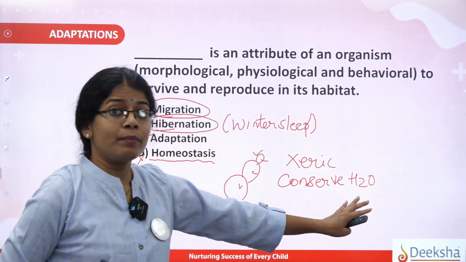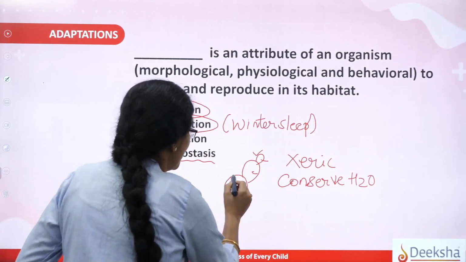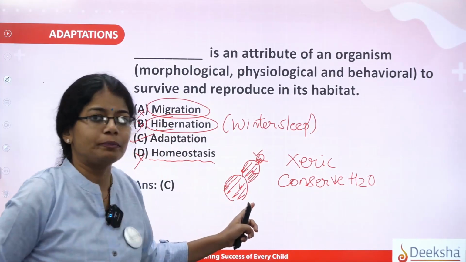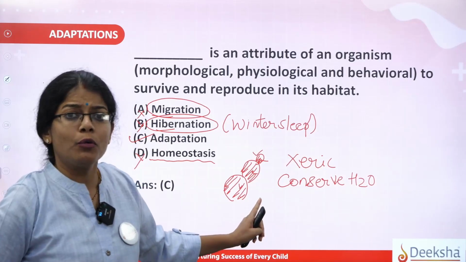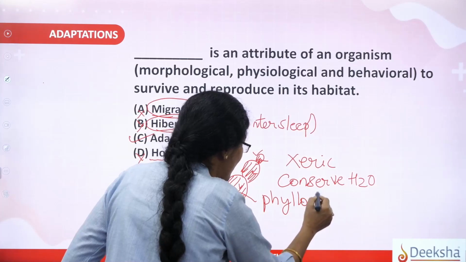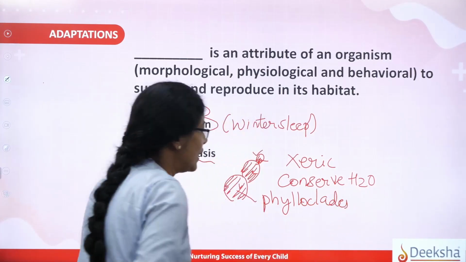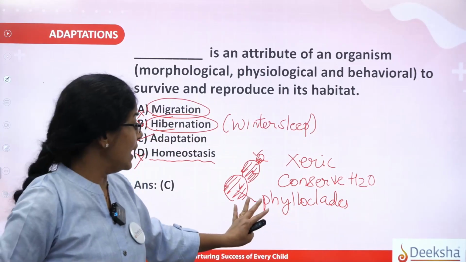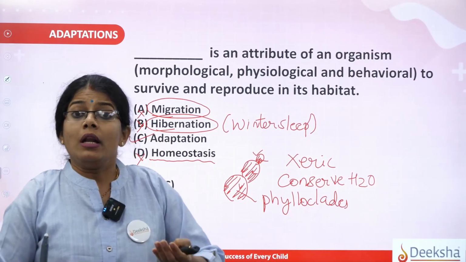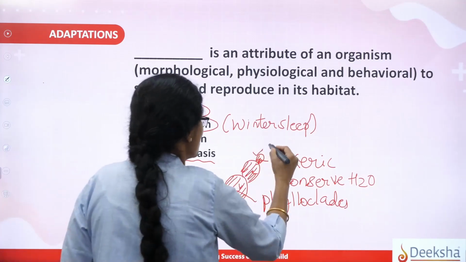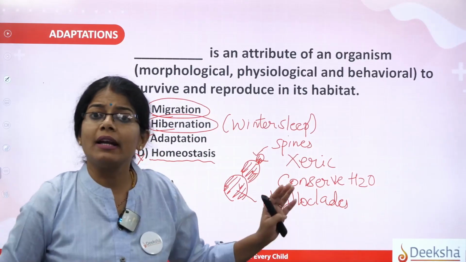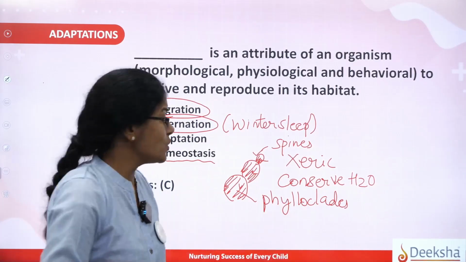And that is the reason the leaves are modified into something called a stem, which is fleshy in condition. Right? And that is going to do photosynthesis. And you know what it is called? Phylloclade. Correct? So the phylloclade is going to be the performer for photosynthesis. So where is the leaf now? The leaf has been modified into spines. So that is one adaptation shown by the xeric plants.